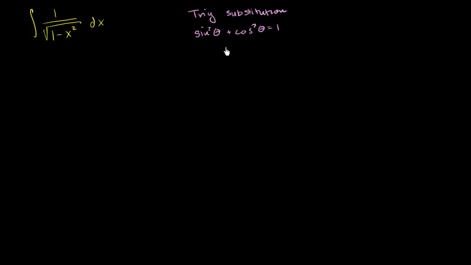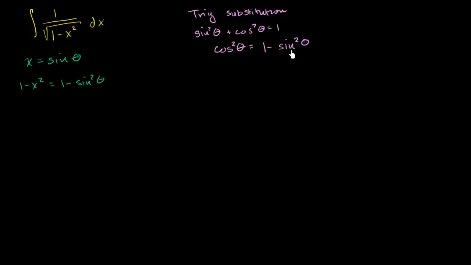Or if you subtract sine squared theta from both sides, you get cosine squared theta is equal to 1 minus sine squared theta. And so you might immediately see a pattern. We have a 1 minus an x squared. We have 1 minus sine squared theta. So if we set x to be equal to sine of theta, then 1 minus x squared would be equal to 1 minus sine squared theta.